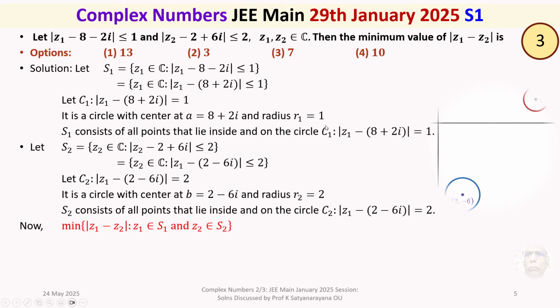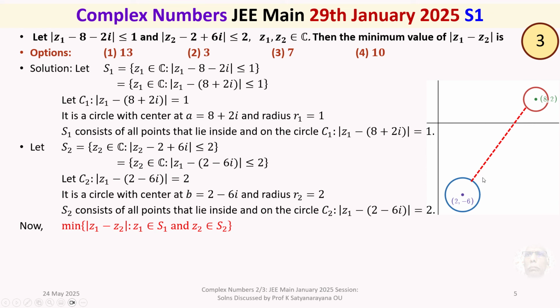Now look at the diagram, what we have. This is the circle C1 and this is the circle C2. Points that lie inside and on C1 are in S1, and all points that lie inside and on C2 are in S2. So Z1 from S1, Z2 from S2, you have to take the distances and the minimum of all of them. That will be this distance.